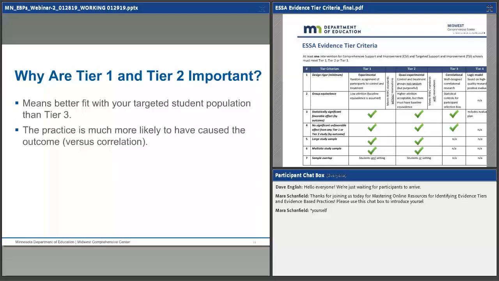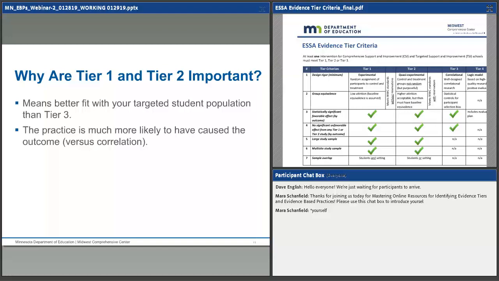But first, let's answer the question of why Tier 1 and Tier 2 are important, right? Many of you may have been on that first webinar and said, okay, I got what I need. I know that I need to do this to make sure a practice at least meets Tier 3. Now, why would I care if something is Tier 1 or Tier 2? Why is that even important? Well, from a compliance perspective, you're right. We gave you what you needed in webinar 1 to comply with the law. But there are some very good reasons for being interested in Tier 1 and Tier 2.